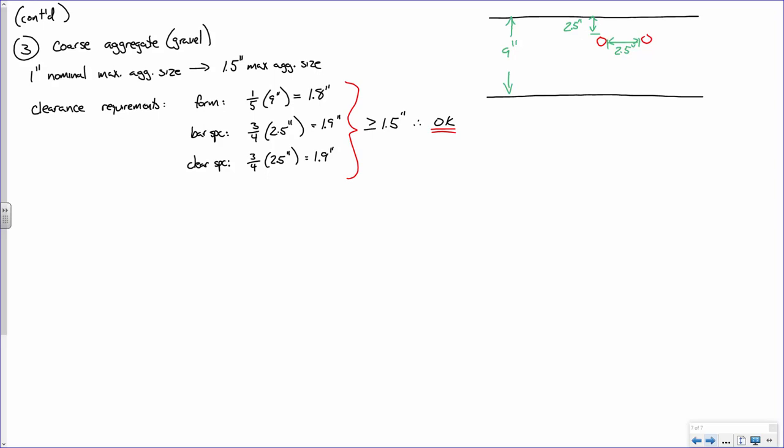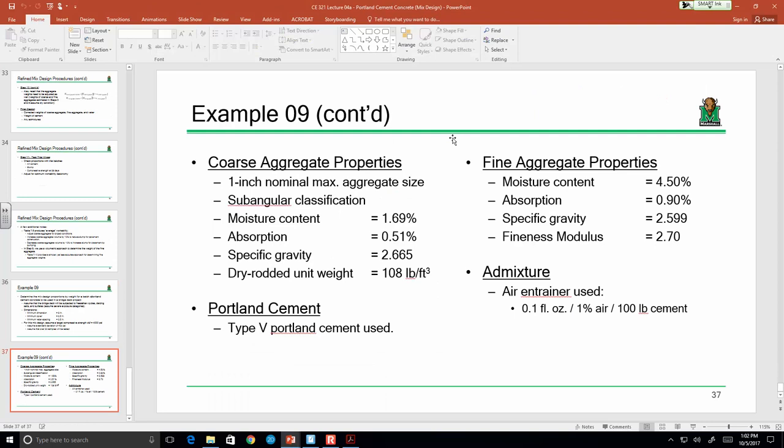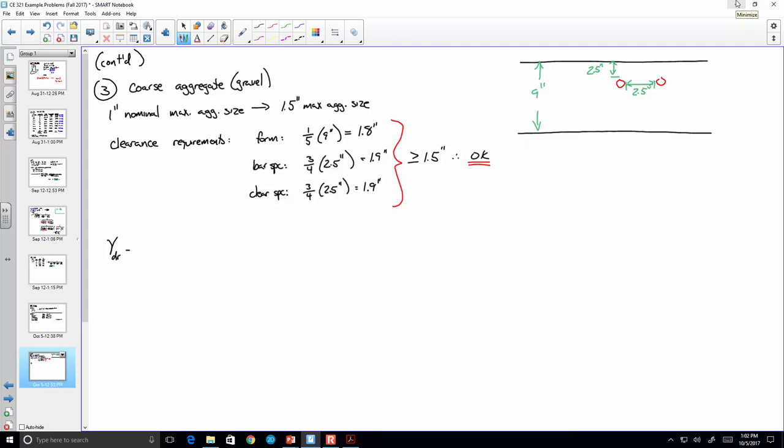Now, we still need to determine the weight of coarse aggregate. In order to do that, we need a couple things. First off, what is the unit weight of our coarse aggregate? Y'all remember that? Here, I'll pull this up. Here's our coarse aggregate. Our unit weight is 108 pounds per cubic foot. So I'm going to write that out. Our dry rodded unit weight is 108 pounds per cubic foot.